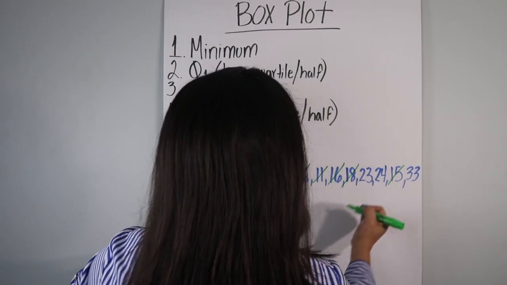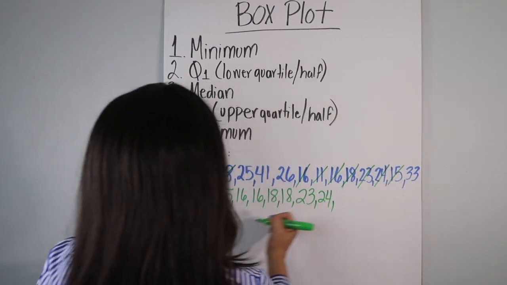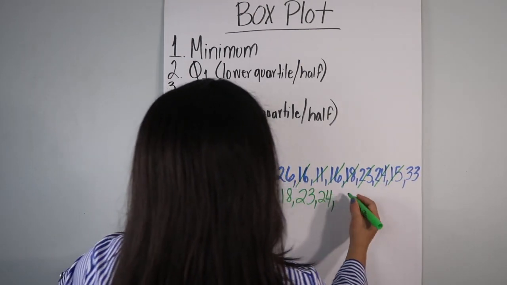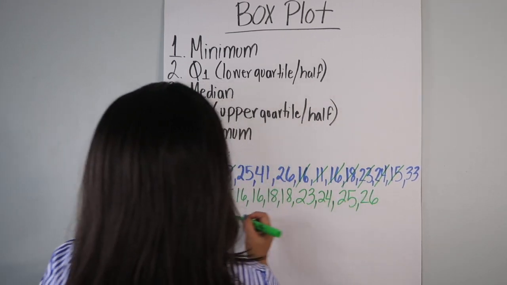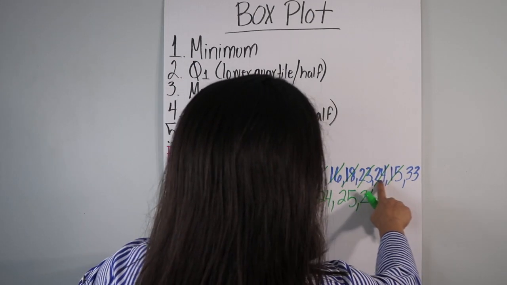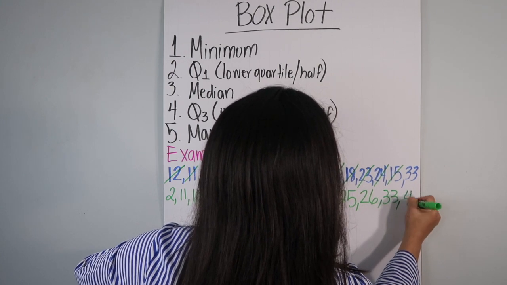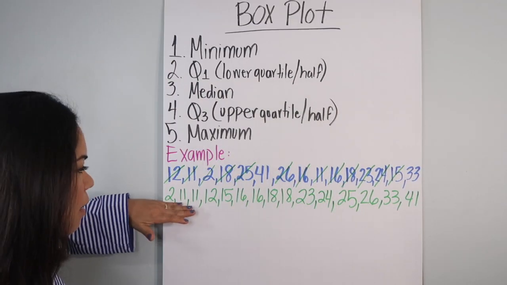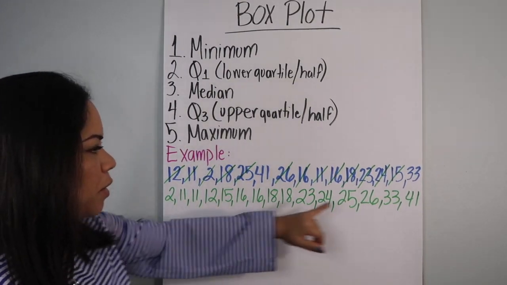18, 18, 25, 26. Then we have 41, 33, and 41. Here we have the list of numbers in order from least to greatest.